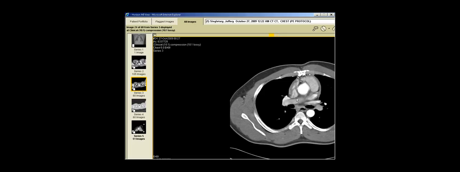The CT scan shows you've had a median sternotomy. This is a post-op evidently.